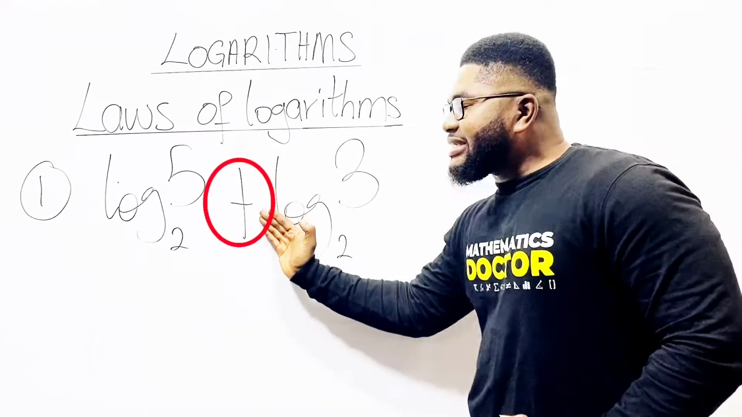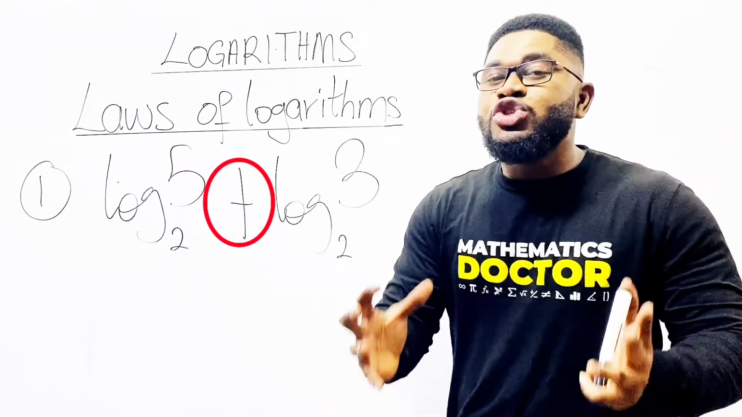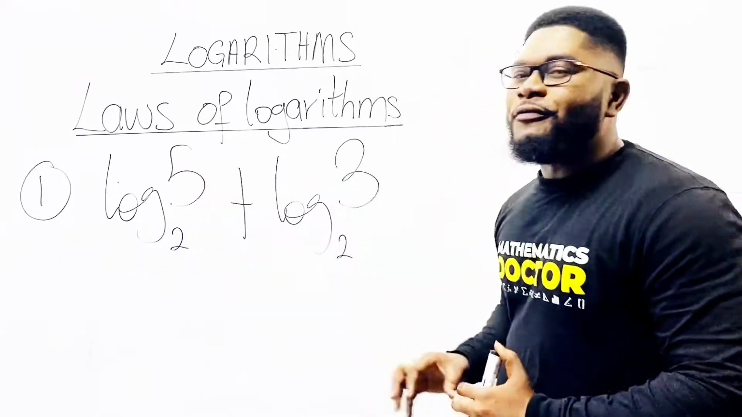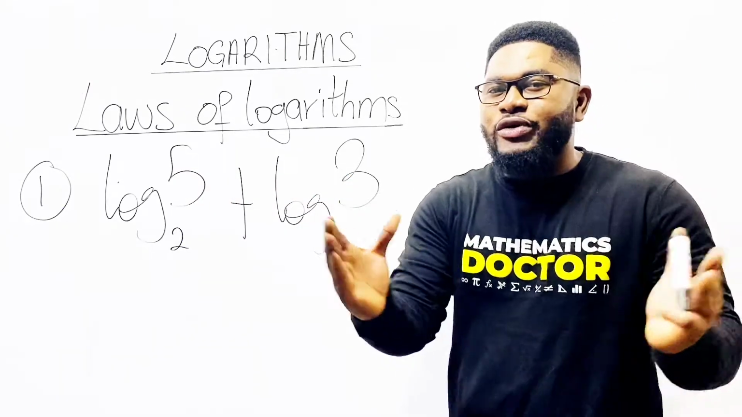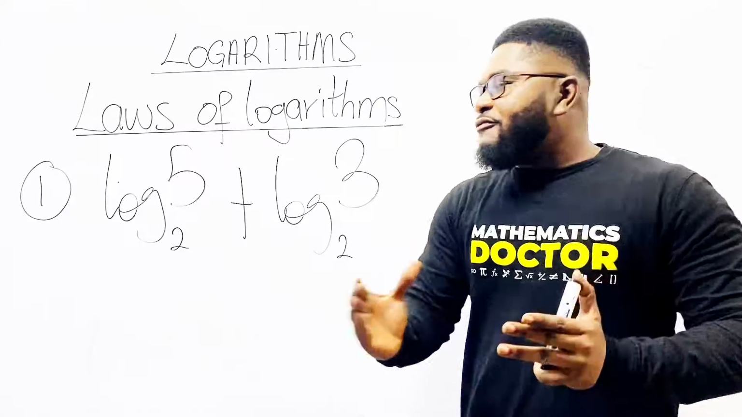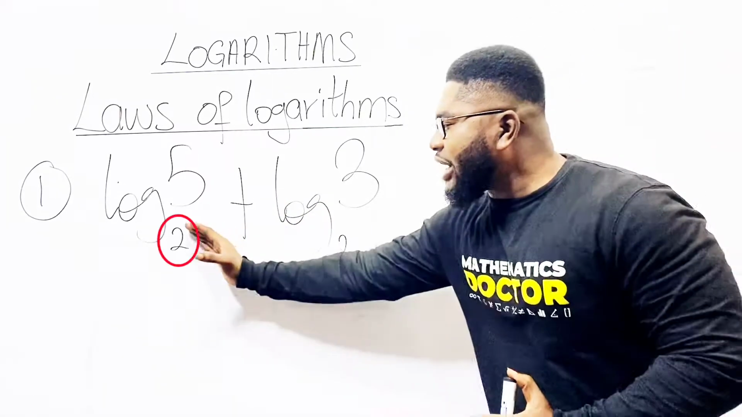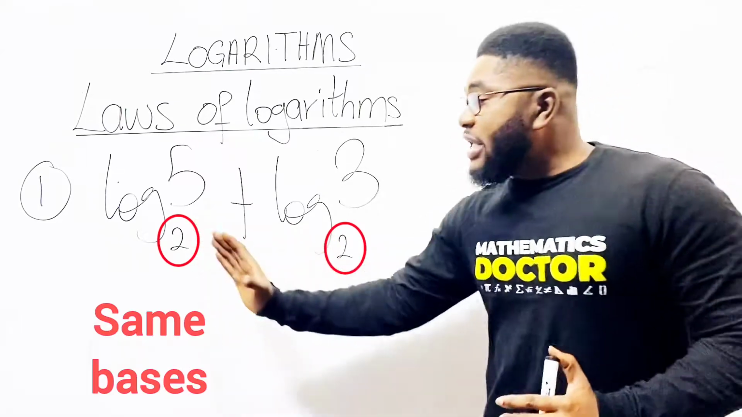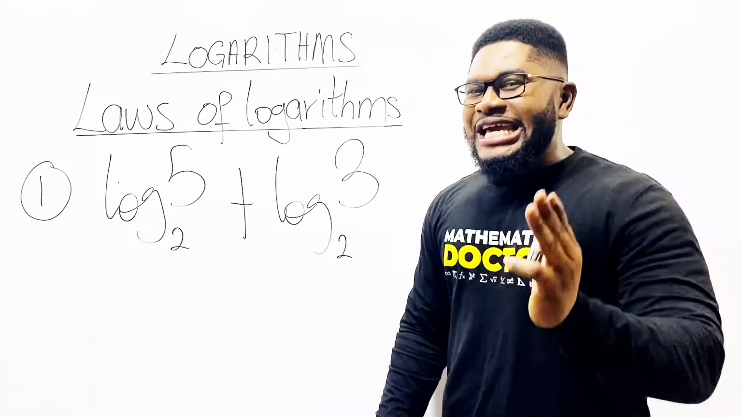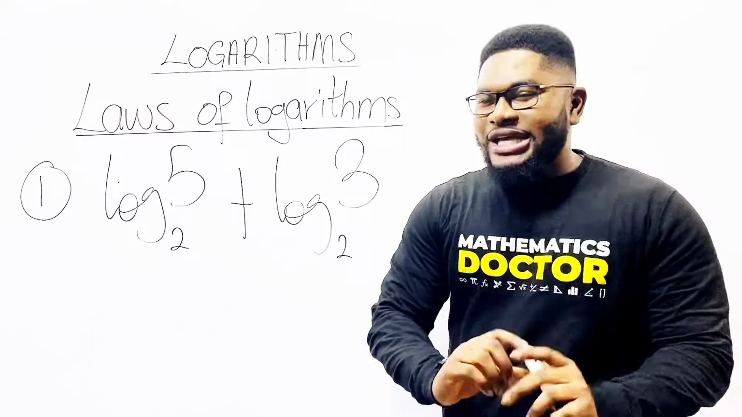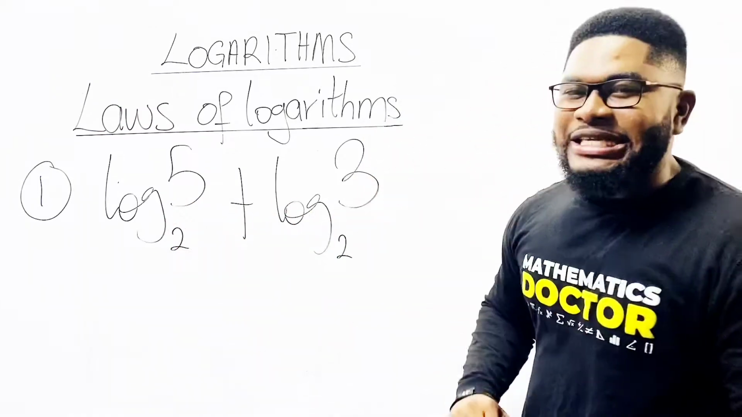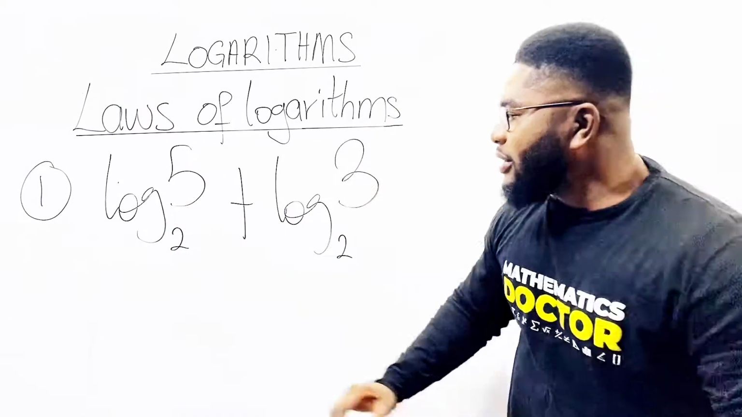I repeat, the addition sign is the only gateway to use the first law of logarithm on logarithm single questions. Let's continue. If we have an addition sign, this is what the law tells us. The law states that you check whether the bases are the same. If the bases are the same, this is an easy way to do it with my own method. Once the bases are the same, there's something also the same about them.